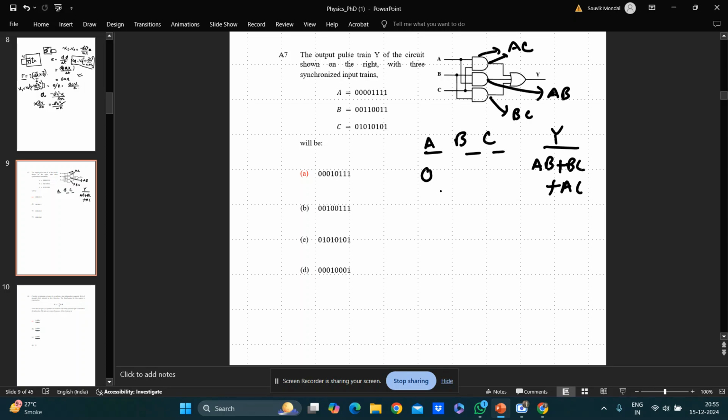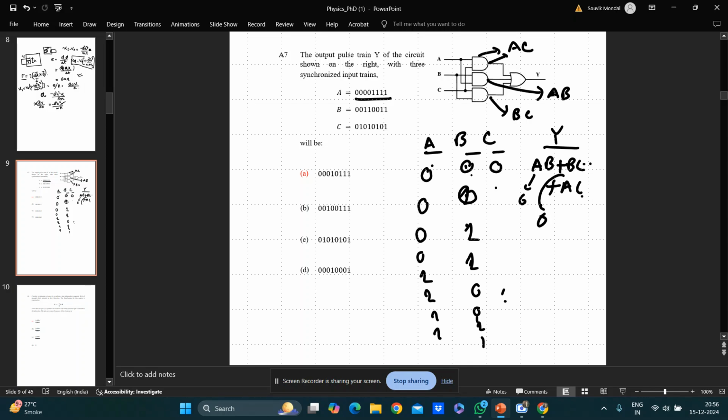So you can now simply write the truth table: A as 0 0 0 0 1 1 1 1, then write B in this way, 0 0 1 1 0 0 1 1, and also write C, and then calculate AB plus BC plus AC. I am calculating the first one, suppose. The first one is all 0, so AB is equal to 0, BC is also 0, AC is 0 into 0, which is 0. So 0 plus 0 plus 0 is equal to 0. The first one will be 0. Now you can calculate the other ones similarly. So you can finally see that the first option is matching.